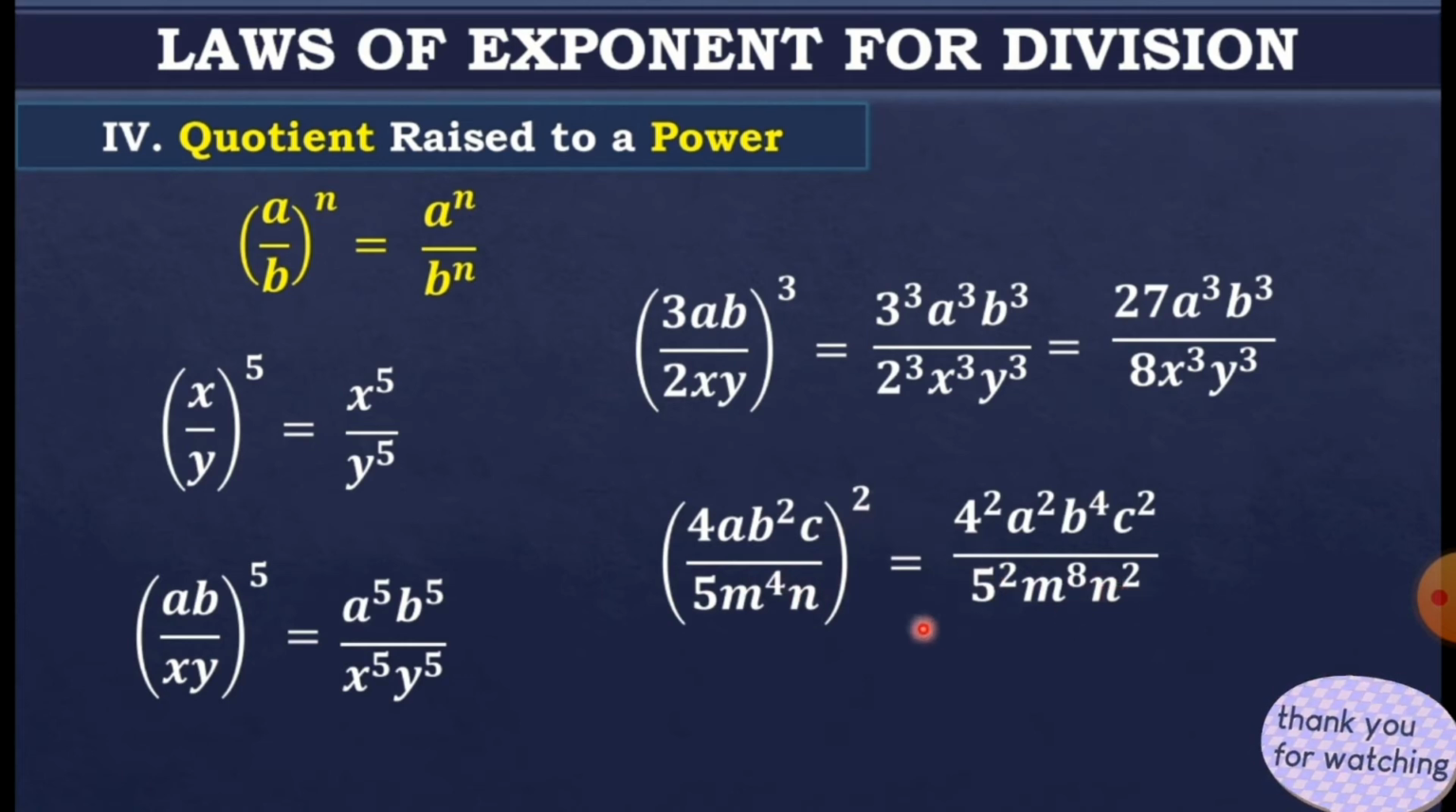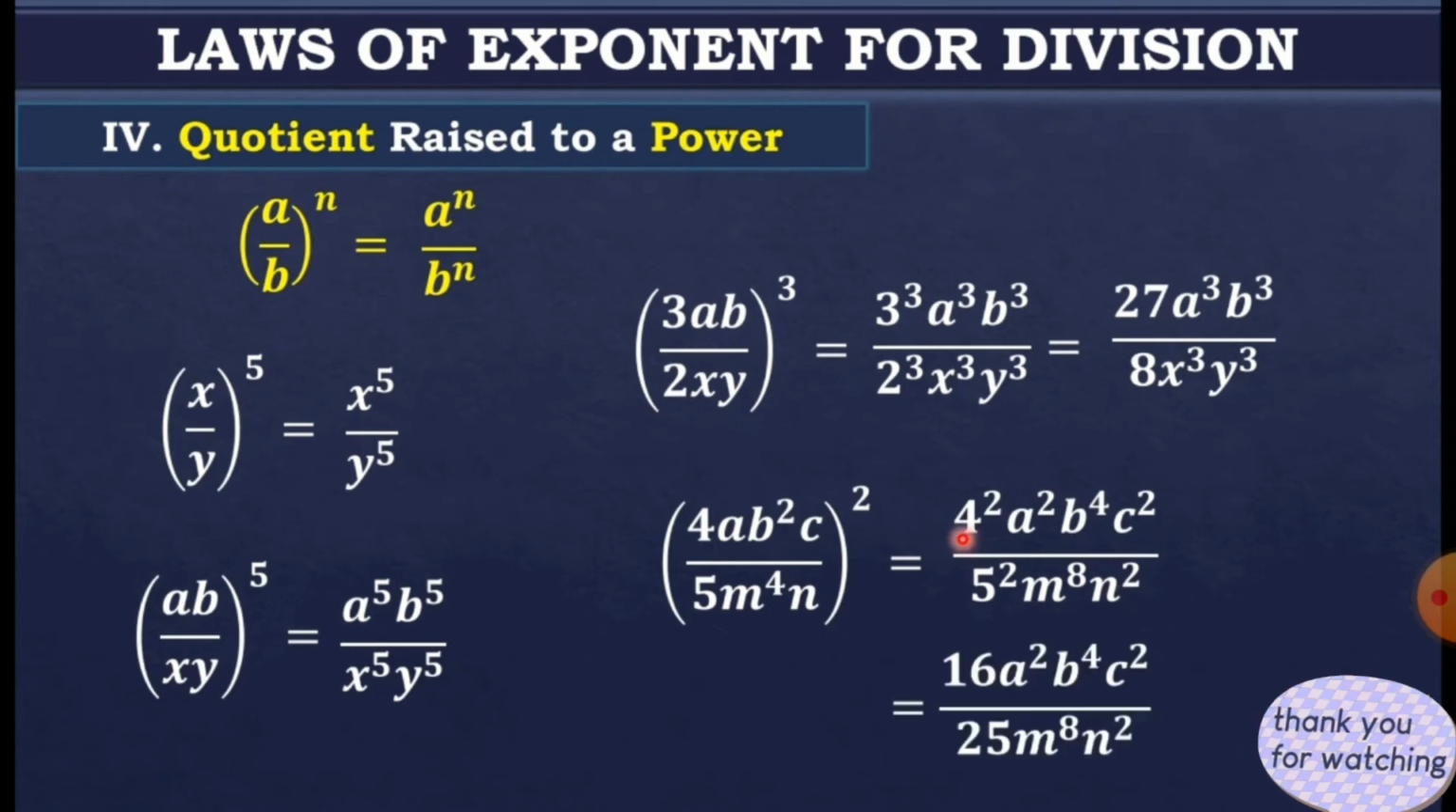Then we have to simplify. So si 4 squared, magiging 16. At si 5 squared, magiging 25. And then copy the variables and the exponents. And this is our final answer.